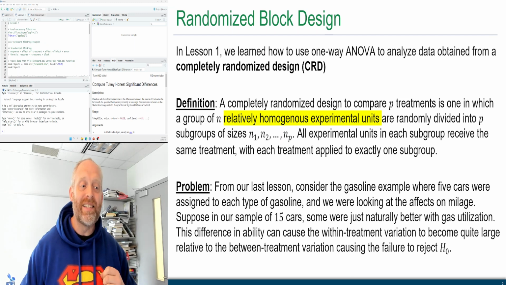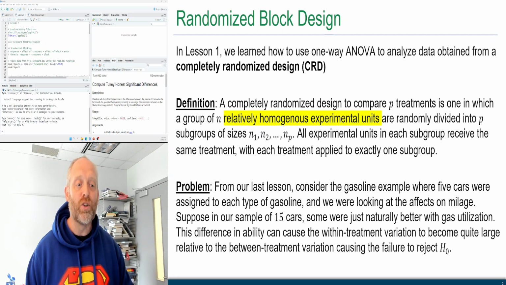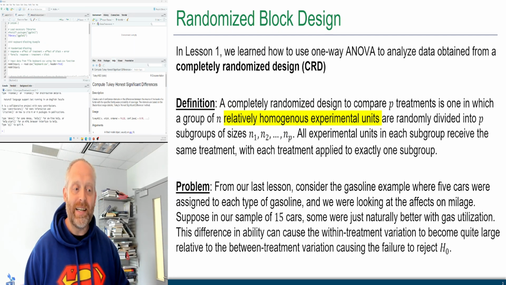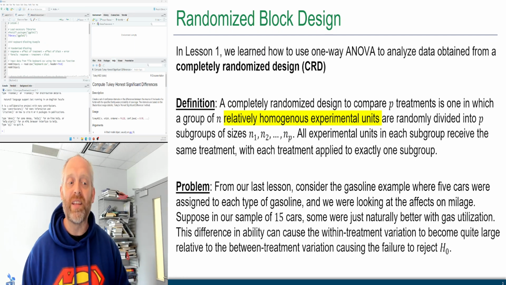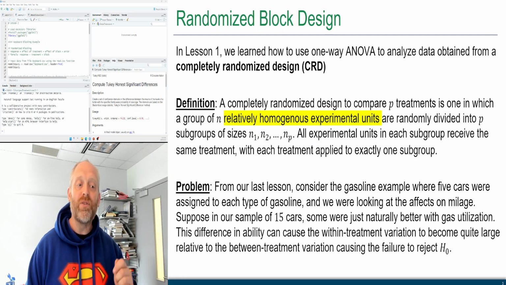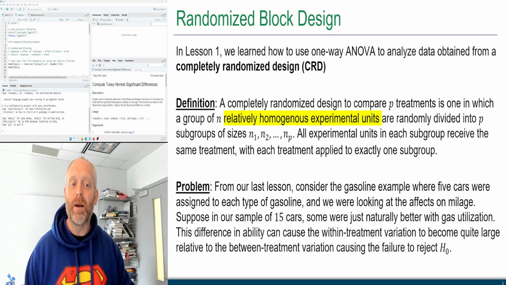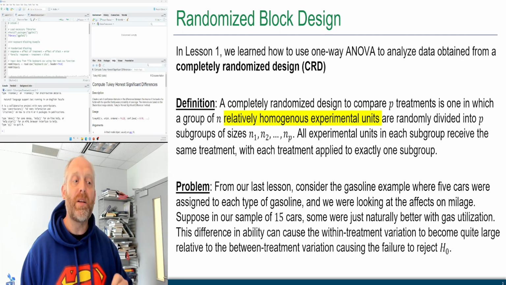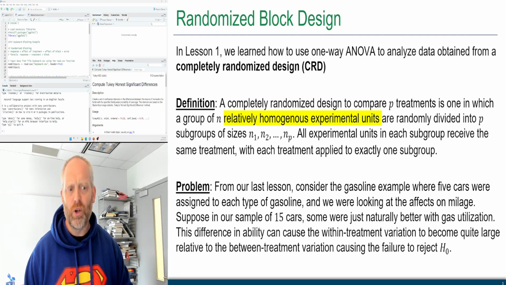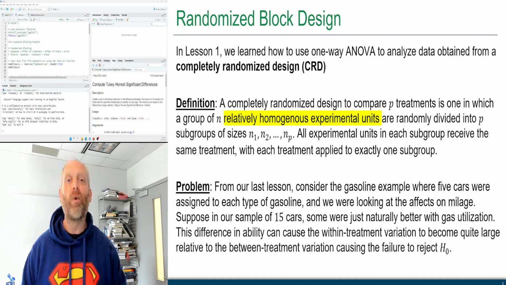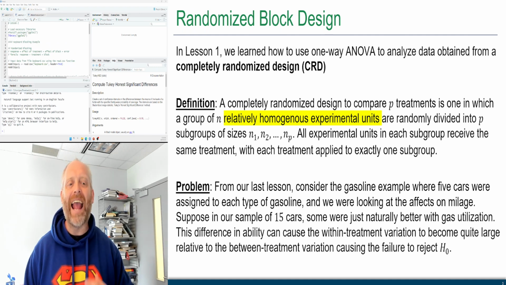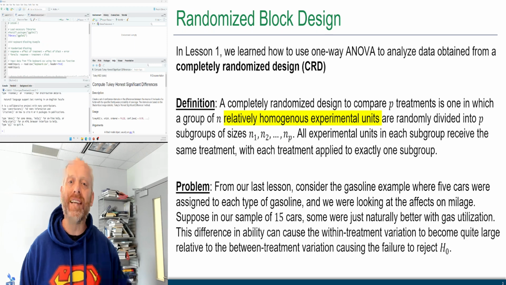From our last lesson, consider the gasoline example where 5 cars were assigned to each type of gasoline, and we were looking at the effects on mileage. So which brand of gasoline had better mileage for the grouping of cars. Now suppose that in the sample of 15 cars, 5 for each, some were naturally better at gas utilization. That means it doesn't matter which brand of gasoline, these cars were going to run better regardless. So there is an inherent bias already in the experimental units, which we weren't able to detect last time with a simple one-way ANOVA. So we need to change this a little bit.